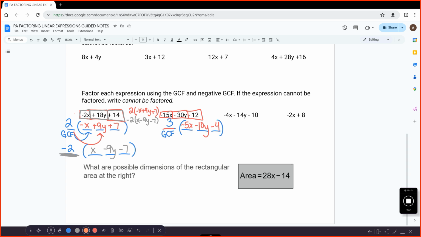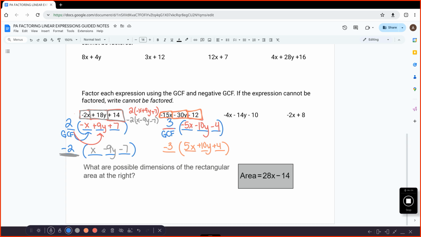We're going to do the same thing now, but using the negative GCF, which is negative 3. All right, 3 blanks in our parentheses. Negative 15x divided by negative 3 gets you a positive 5x. Negative 30y divided by negative 3 gets you a positive 10y. And then negative 12 divided by negative 3 gets you a positive 4. So those are our 2 answers for this next example.